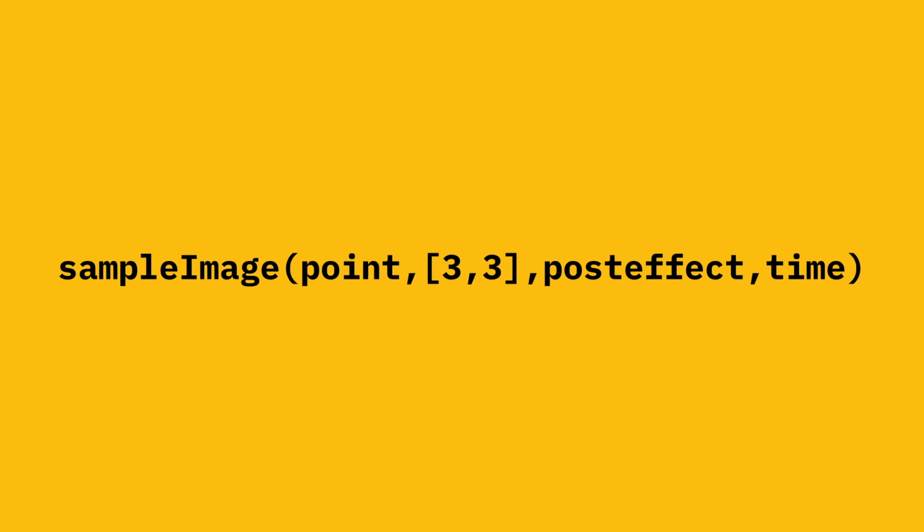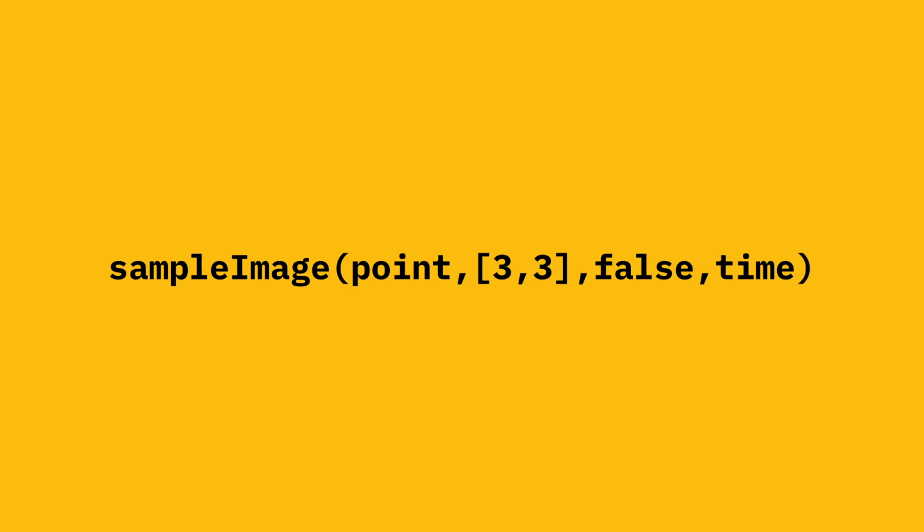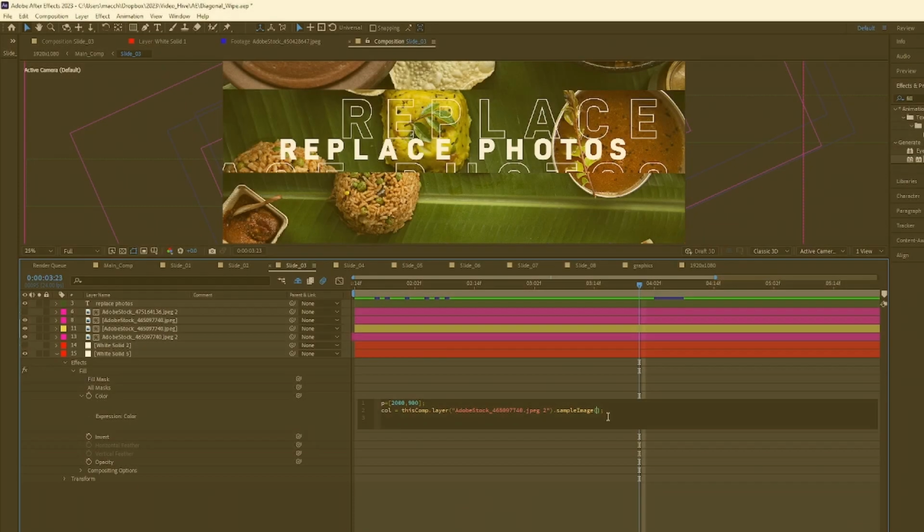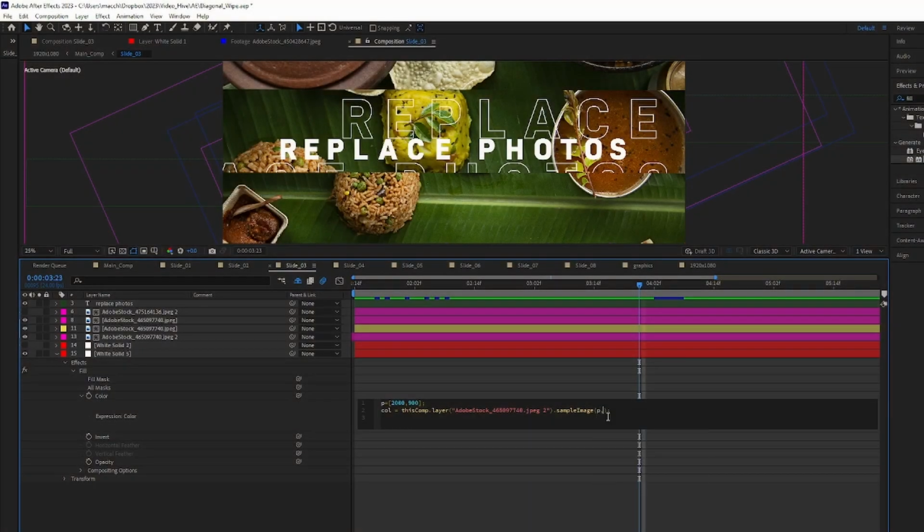We don't need posteffect and time for this example. We can just leave it blank or just put false for the third one and put time for the fourth one. Let's jump back to the expression and write it down. So we put P here for the points. The second argument was the radius. I put 3 for X, 3 for Y.